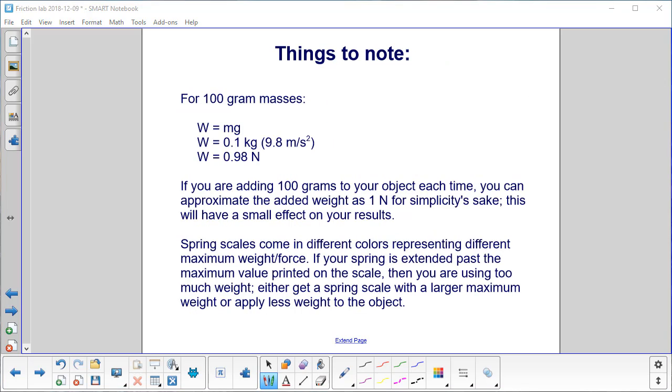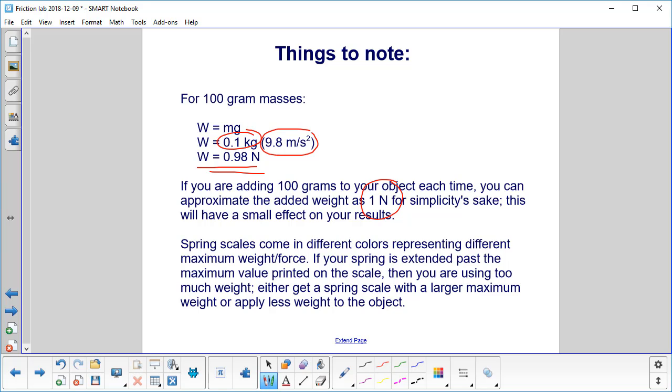Here's an example for a 100-gram mass. You have to convert the mass first to kilograms. There are 1,000 grams in a kilogram, so 100 grams would be 0.1 kilogram. You multiply it by the acceleration due to gravity, and you get a weight of 0.98 newtons. So if you're adding 100 grams to your object each time, you can approximate the added weight as 1 newton for simplicity's sake. This will have a very small effect on your results. Makes it a little easier.